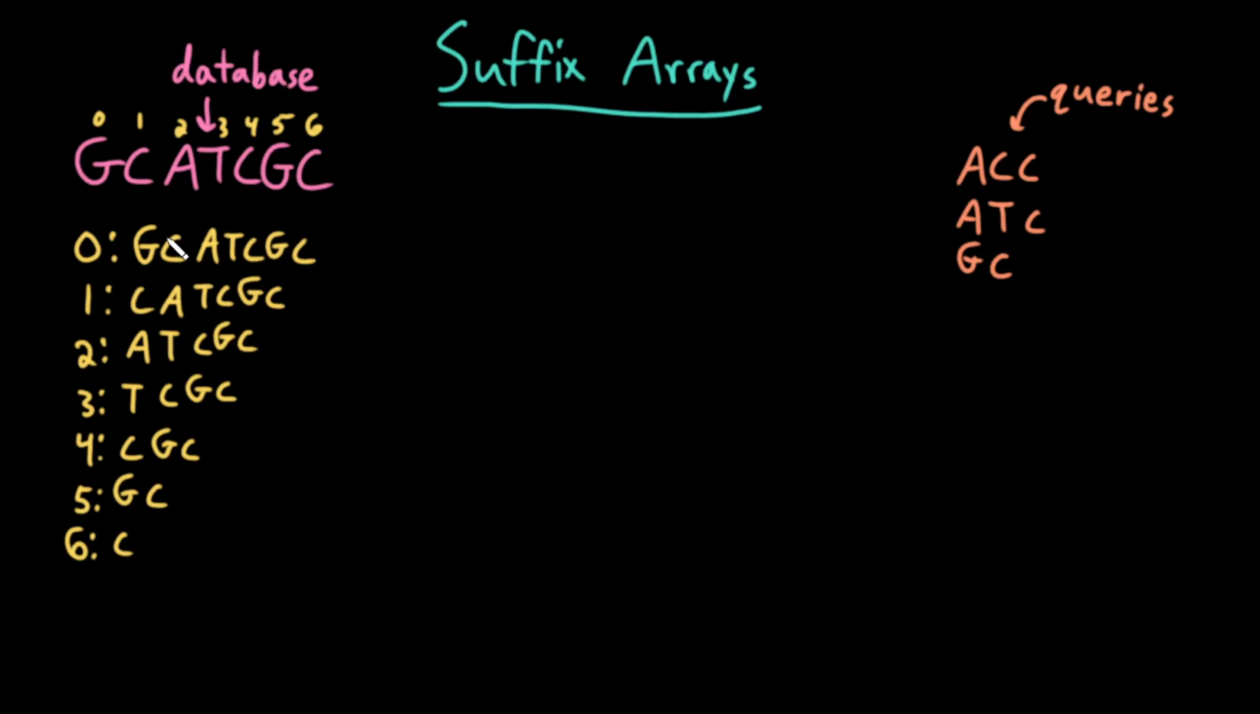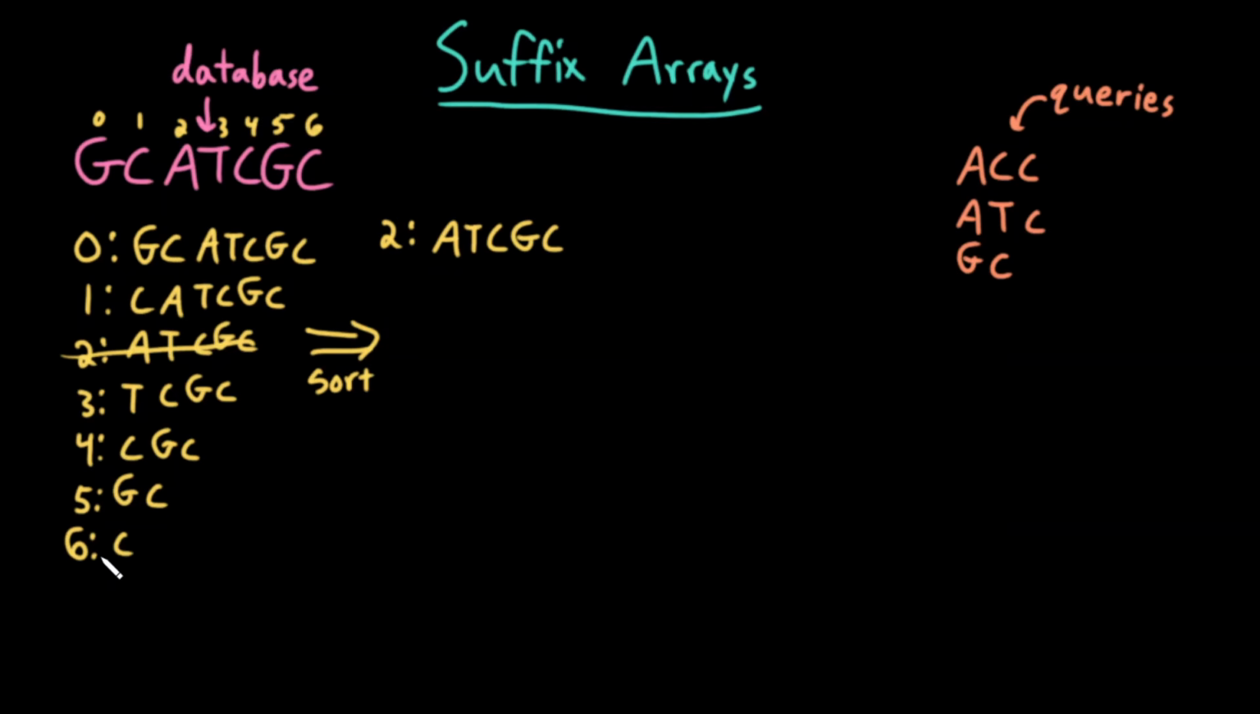If I sort these suffixes, what do I get? I sort them in increasing alphabetical order from start to end, from top to bottom. So these are my suffixes. Now I have to sort them. Alphabetically, the first one is this one. This one starts with an A. Nothing else starts with an A. Therefore, the first one is ATCGC, which corresponds to index 2.